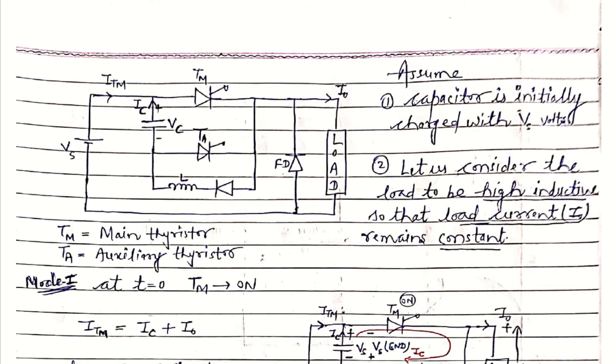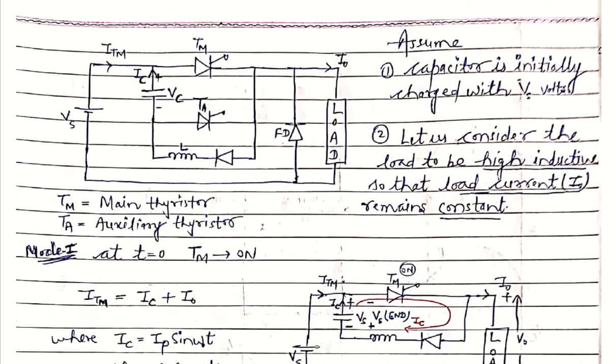Here we assume two conditions. The capacitor is initially charged to Vs volts. This capacitor, which is shown with plus polarity and minus polarity here, will be charged to Vs volts in the initial condition, that is t less than 0. Let us consider the load to be highly inductive, so that the load current I0 remains constant. We assume our load to be highly inductive so that it acts like a current source, so our output current I0 is almost constant at the output side.